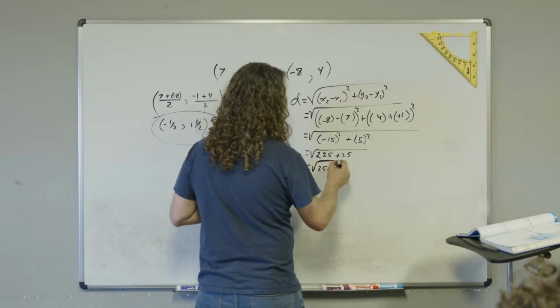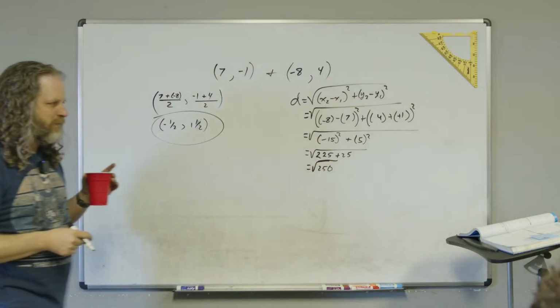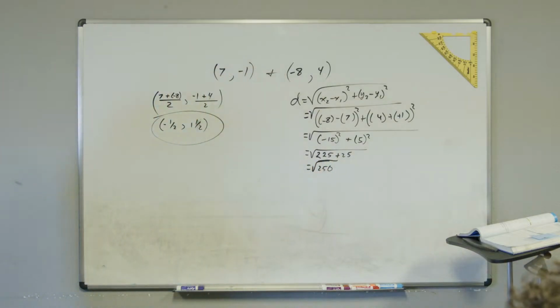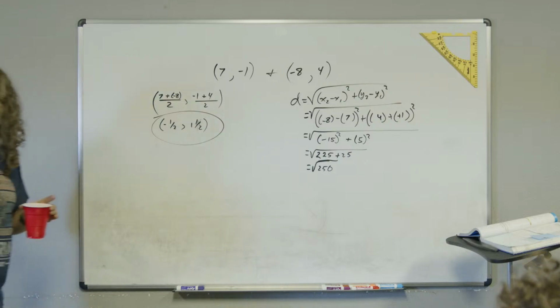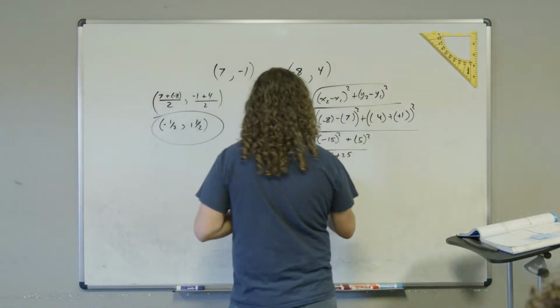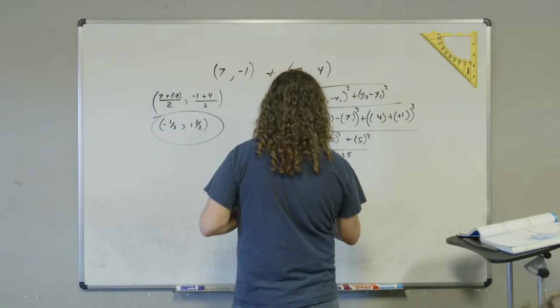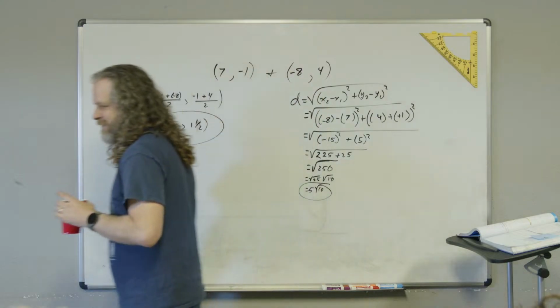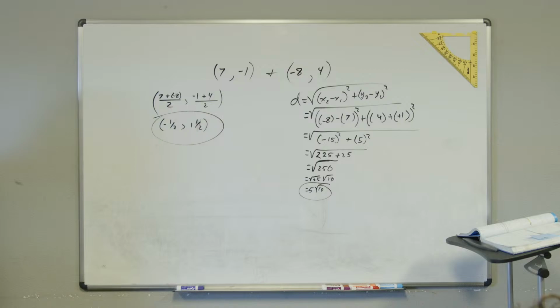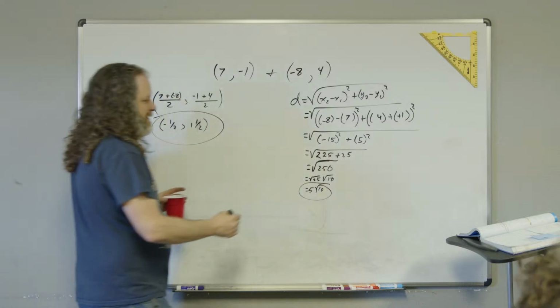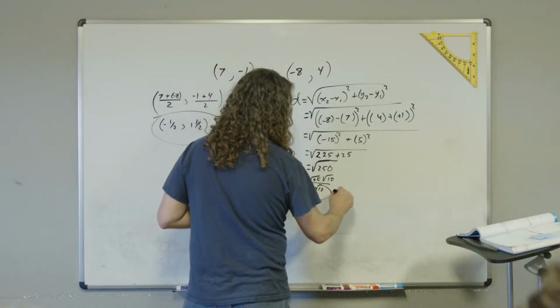We reduce that square root. Is there a perfect square that goes in it? 25 obviously goes in it, right? Square root of 25 times the square root of 10 equals 5 times the square root of 10. There it is. We did it. We have it exact. Units.